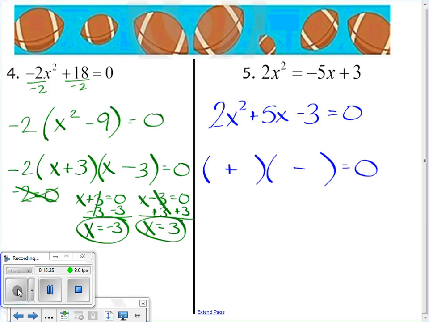All right, options for A. So 2x and 1x. And we have 1 and 3. So if we check this, that gives me 1x. That gives me negative 6x. That gives me negative 5x. So what? I need to change my signs, yeah.